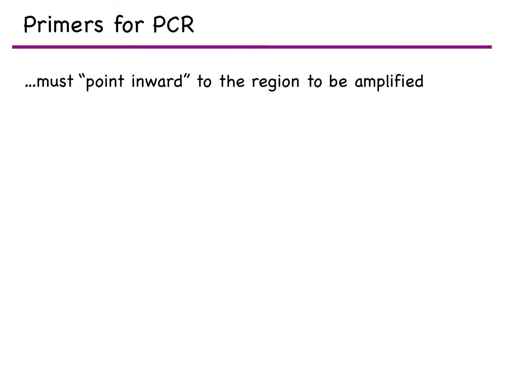Okay, so let's talk a little bit more about the primers that are used for PCR, and let's show what's really going on at the nucleotide level when you do a PCR reaction. So the primers must point inward to the region to be amplified, okay, and that means pointing inwards in a 5' to 3' direction, which is the direction that DNA synthesis occurs in.